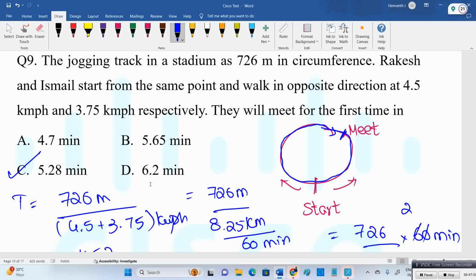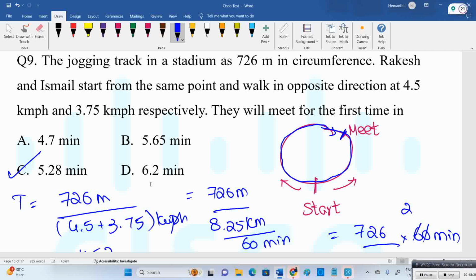One round extra, so that one round distance is 726 meters. So the distance is the same, but the meaning is different. Here, why 726? They are together covering one round in the opposite direction. In the same direction, 726 means the first person should travel one round more than the second person, then only he can meet that guy as they are traveling in the same direction. Understand the meaning. Numerically, it is 726 in both cases.